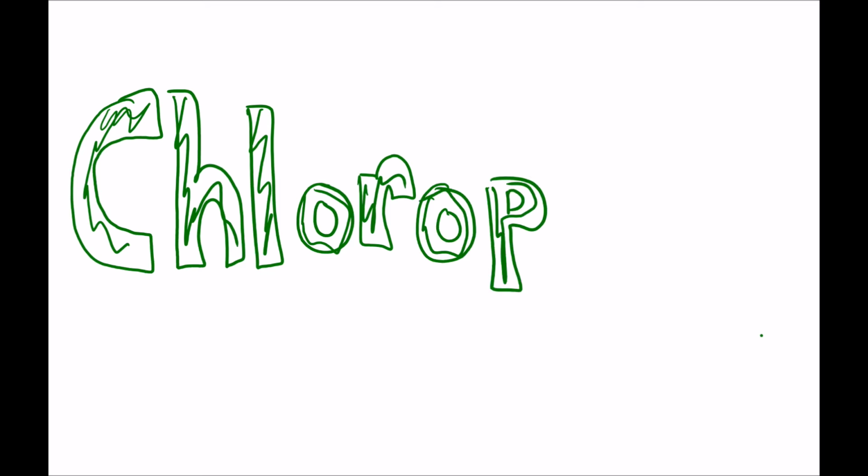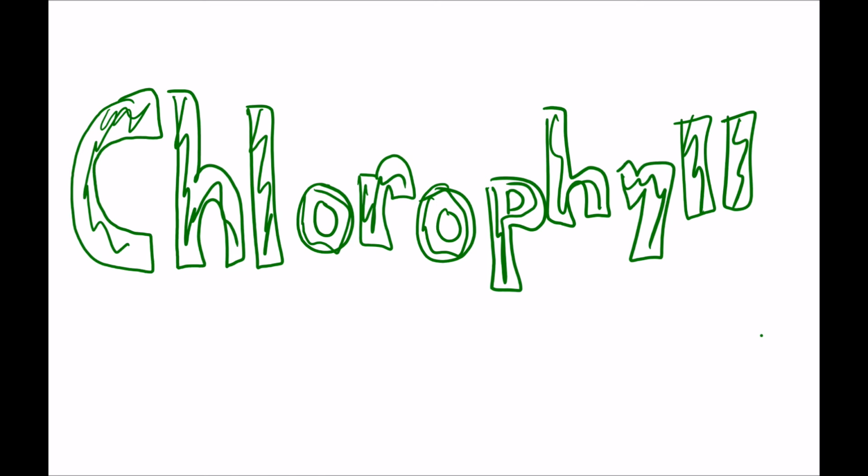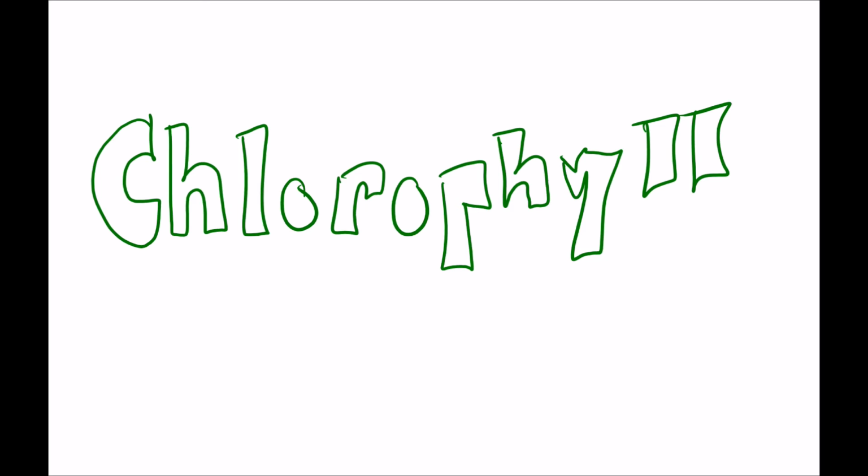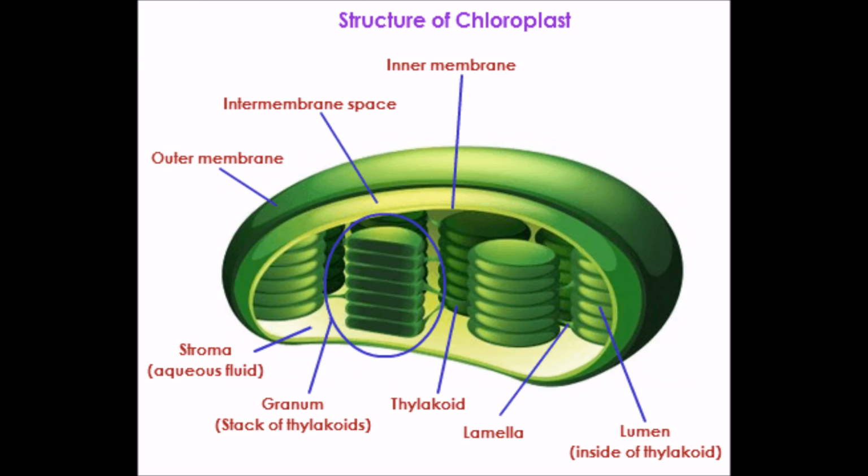Chlorophyll does more than capturing energy. It gives leaves their green color and absorbs light that is used in photosynthesis. Now, chlorophyll and other pigments are located in plant organelles called chloroplasts.